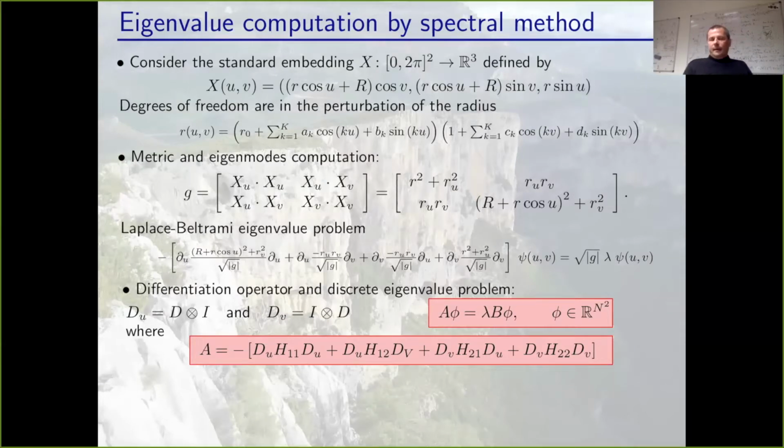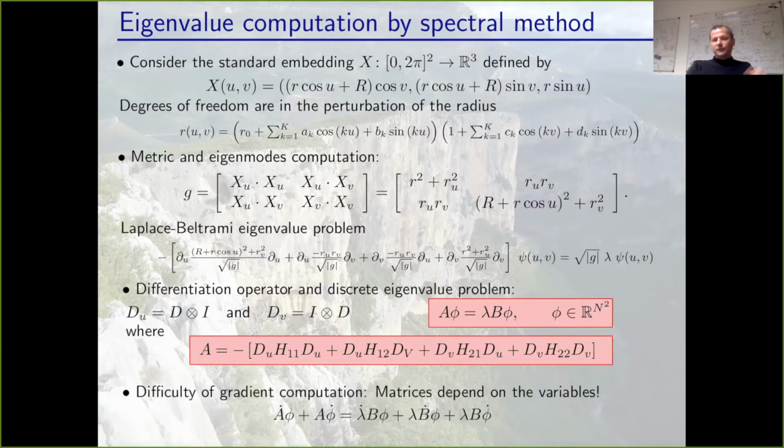And what is important is the fact that the matrices A, B, and of course the eigenvalue and the eigenvector all depend on your parameters. So if you want to do some optimization, you need to be able to compute the derivative of the eigenvalue with respect to your parameters. So you differentiate formally like this, and what you obtain is something like that.